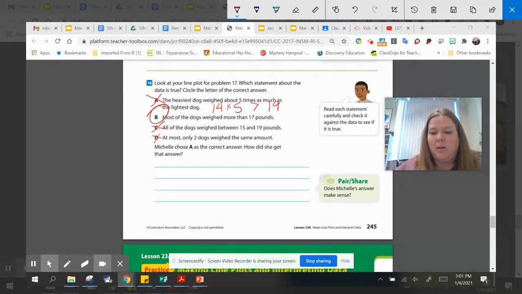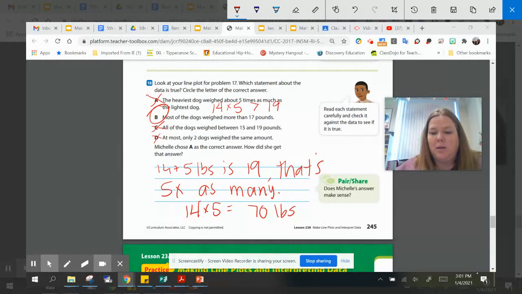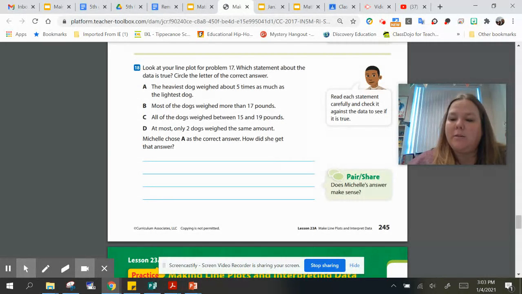Michelle found the difference of 5 pounds and thought it meant as much as, so Michelle chose A. 14 plus 5 pounds is 19. That's not 5 times as many, right, guys? 5 more pounds is not the same as 5 times as many. That would be 14 times 5, and that would equal about 70 pounds. So 19 is not even close to that. All right, that's it for that one, guys. So hopefully it's starting to make sense.